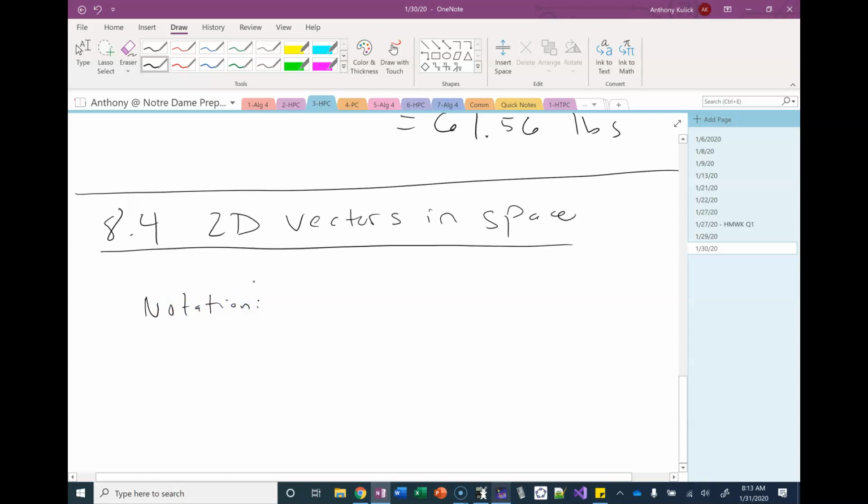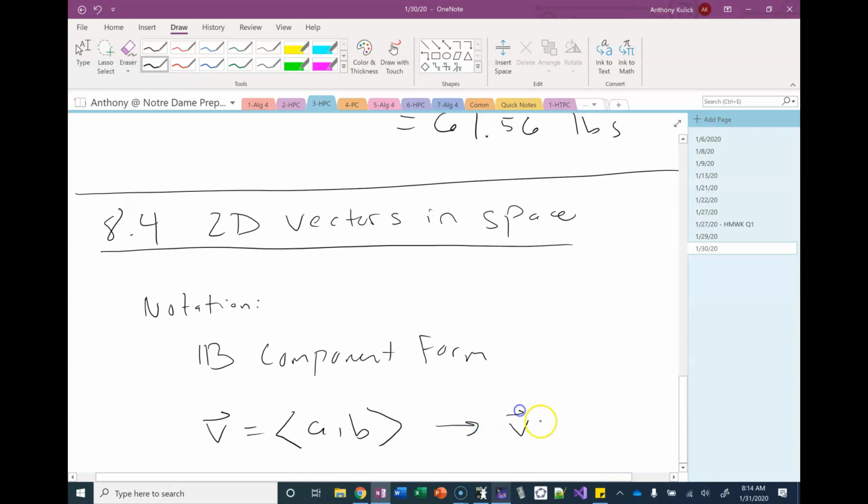So a little bit of a notation change that we're going to use here. We're going to introduce another way of writing a vector. The text pages refer to this as IB component form. When I learned this stuff, we just called this a column vector. But all we're doing is saying for vector AB in component form, we can write this as the column vector AB. That's it.